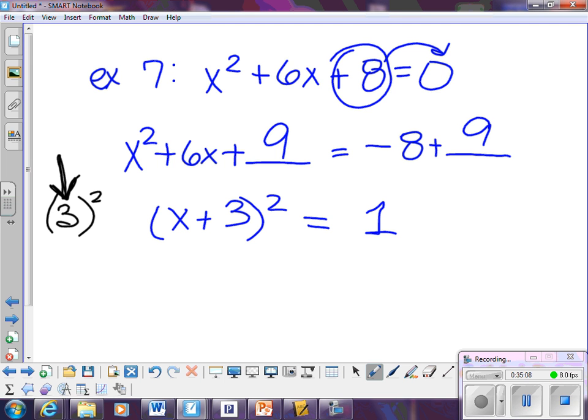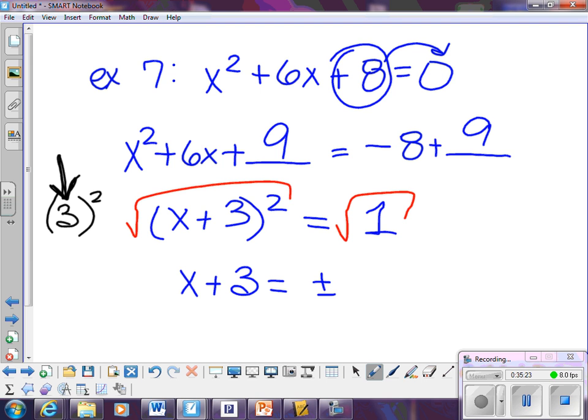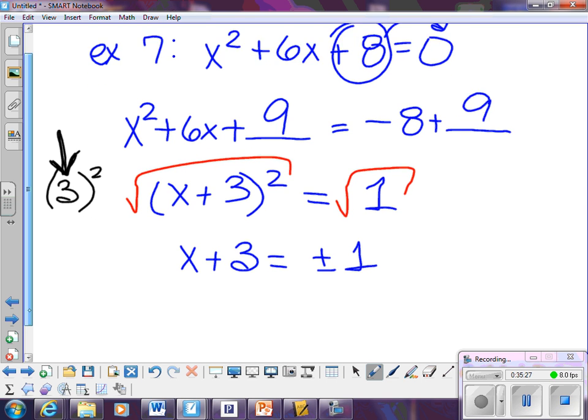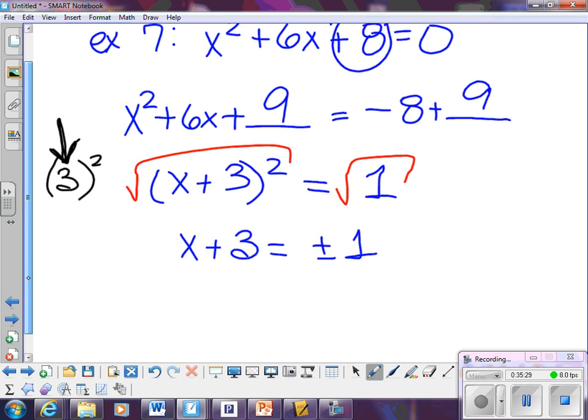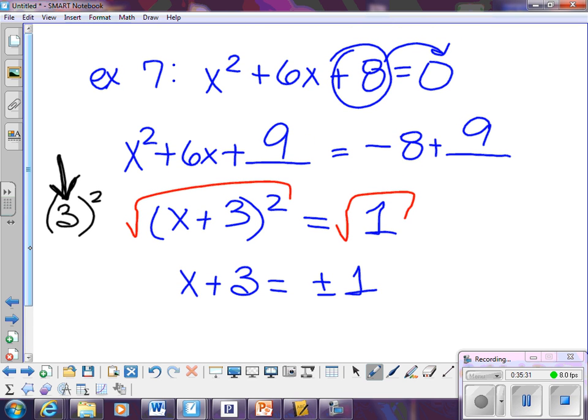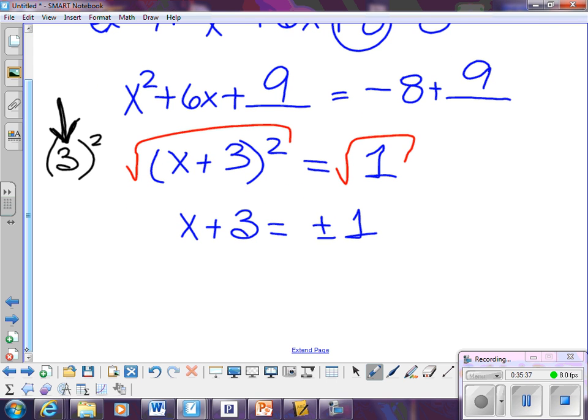Oh, I get what you're doing now. I'm not square rooting it yet. Here we go. Now we square root. Right? So I get x plus 3 equals plus or minus. What's the square root of 1? 1. I move the 8 to the other side by subtracting 8. Do you understand now? So that's your answer right there? No, that's not my answer.